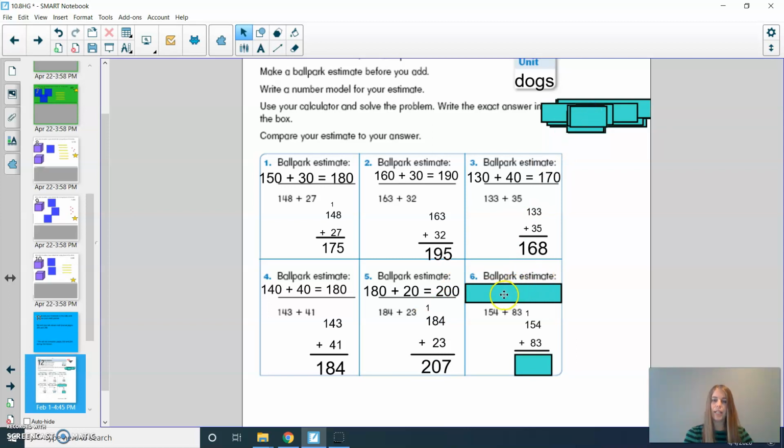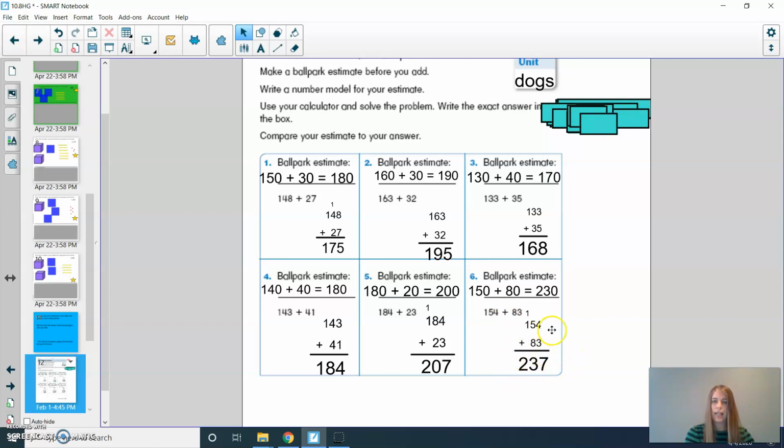Lastly, for number 6, 150 plus 80 is equal to 230. 4 plus 3 is equal to 7. 5 plus 8 is equal to 13. Notice how I carried my 1, I put my 3 below, and then 1 plus 1 is equal to 2, giving me my total of 237.